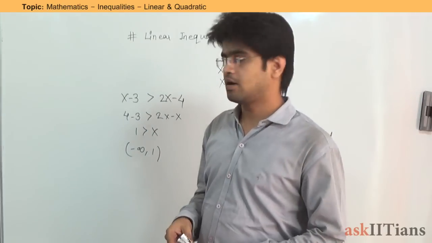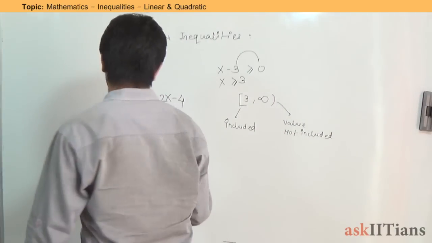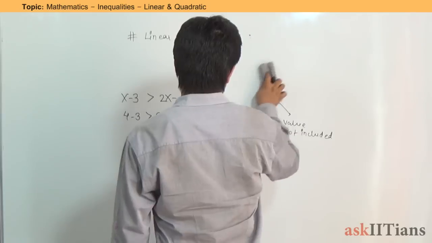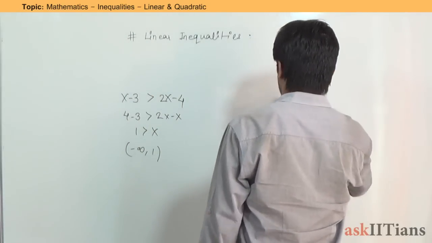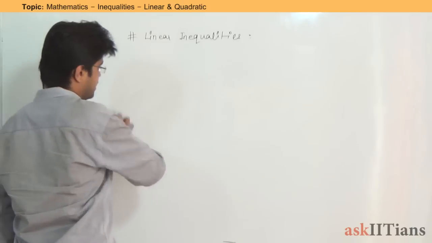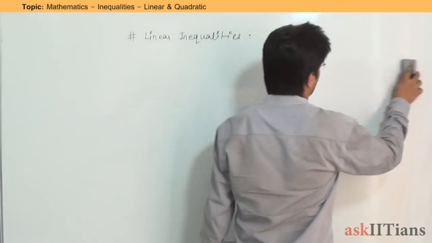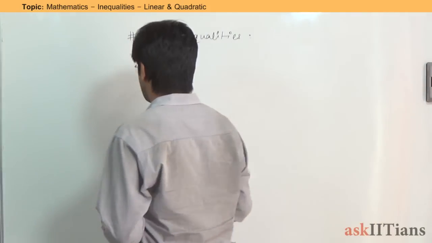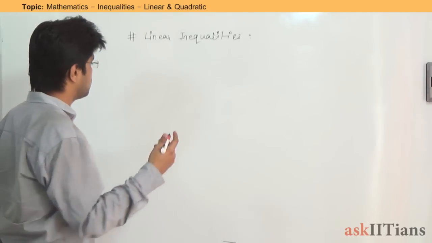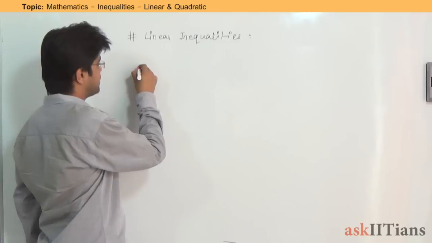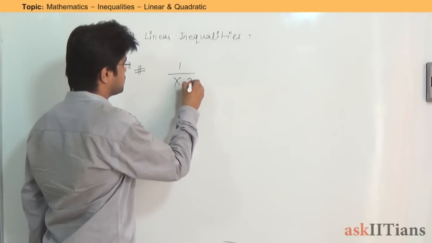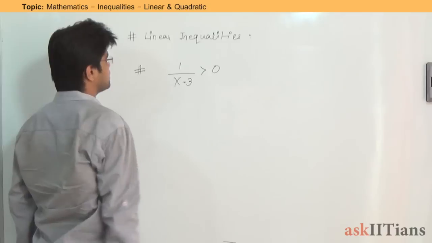The linear inequalities are very easy to solve. So the tough part, or the good part, is quadratic inequality. But before studying quadratic inequality, you have to take care of all the indeterminate forms. For example, in linear inequalities also there are some forms that we need to understand. Now in linear inequality there is one rule: suppose it is written like this, that 1 upon x minus 3 must be greater than 0.